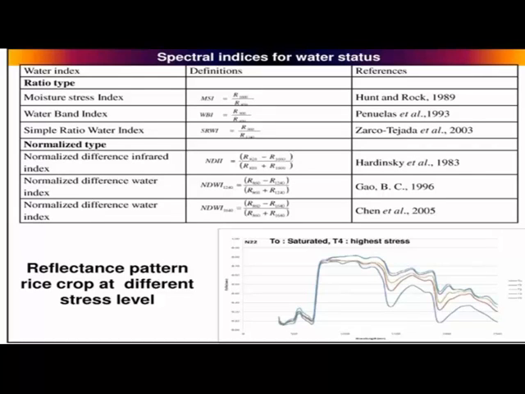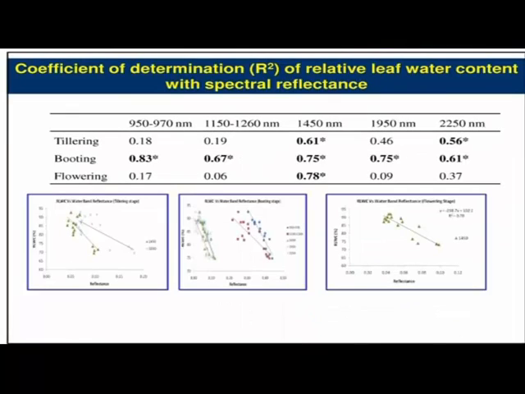So you can see here different sensitive bands taken: 950 to 970, 1150 to 1260, 1450, 1950 and 2250. At different stages the relative water content prediction equation was developed and R square value was measured, and you can see in the booting stage the prediction equation was found to be very good, and you can see here the relationship of how they are with respect to different wavelength ranges and relative water content.